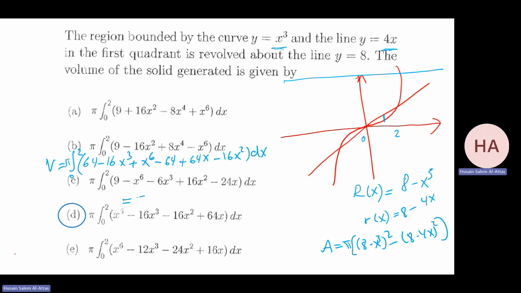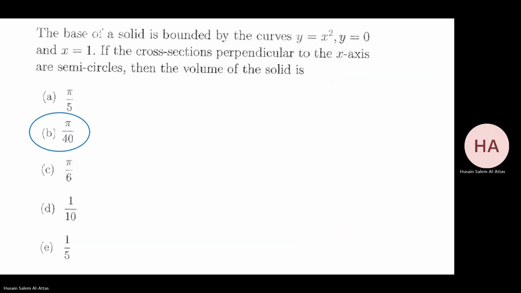And that is what? From 0 to 2, I have x to the power 6 minus 16x cubed. This is cancelled. Minus 16x squared plus 64x dx, which is, okay, nice.